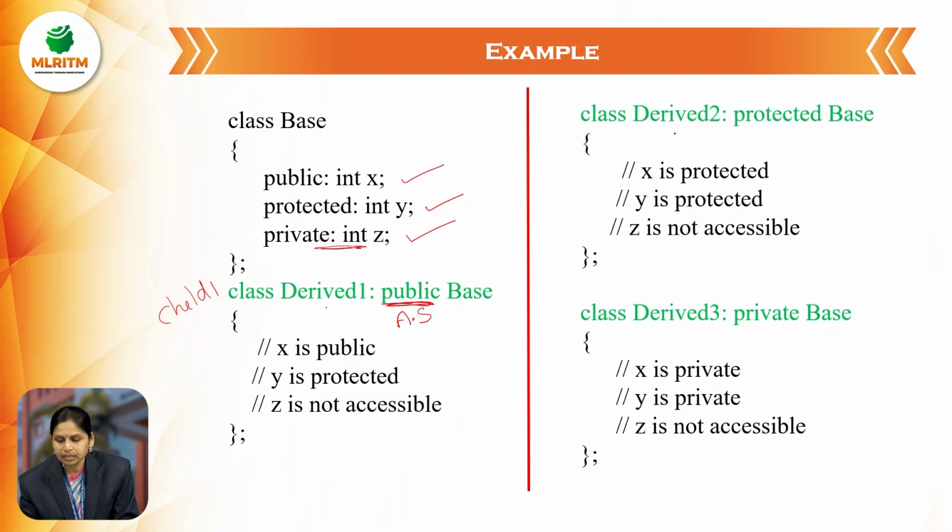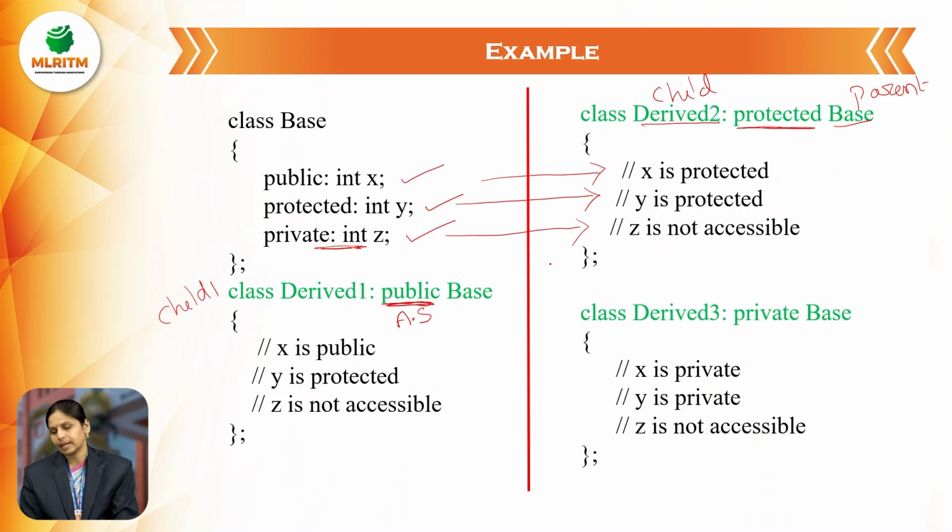Next, let us see the second. This is Derived2, the second child. Here Base is the parent. Now the parent is inherited to the child in protected mode. When we inherit the parent in protected mode, the public x becomes protected and y also becomes protected, and the z private variable cannot be accessed. We cannot access private, we already know this point.